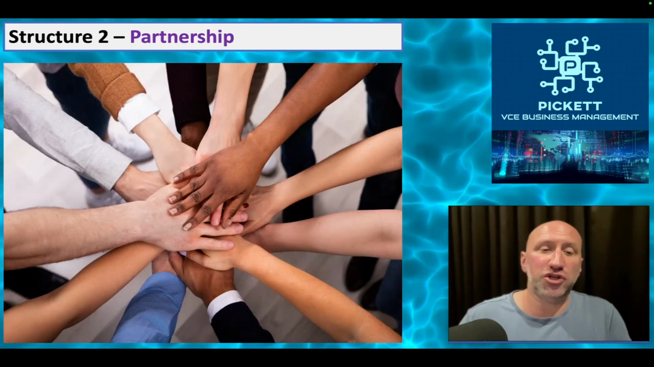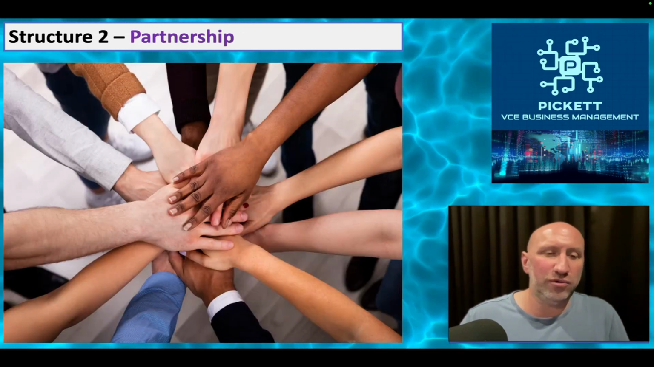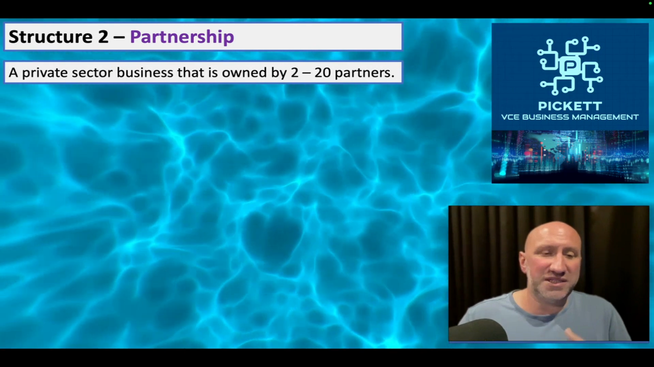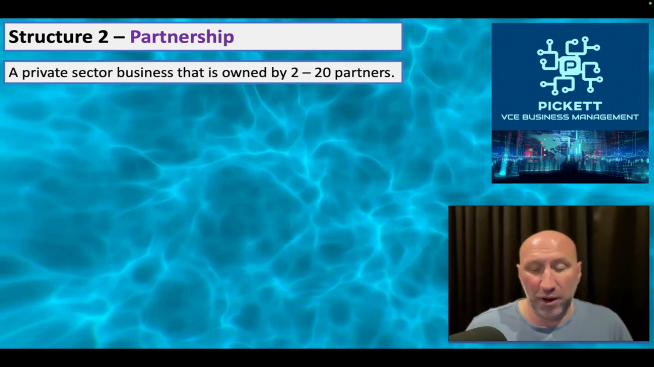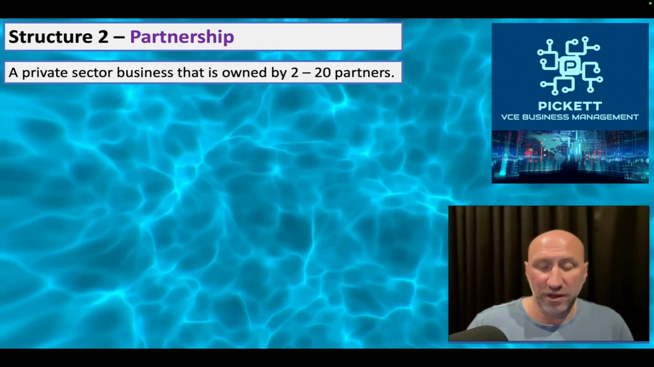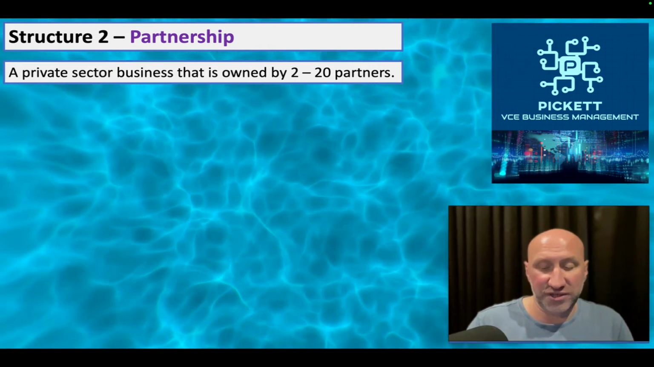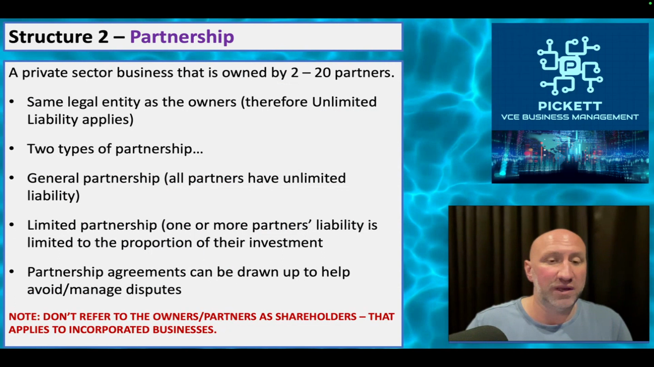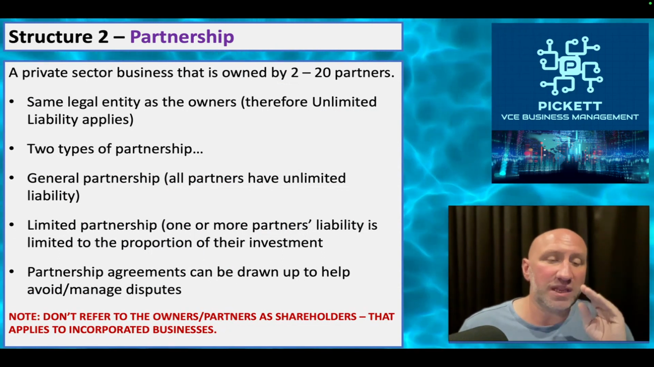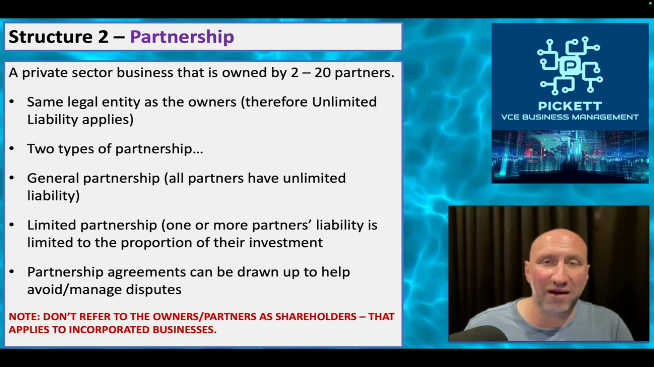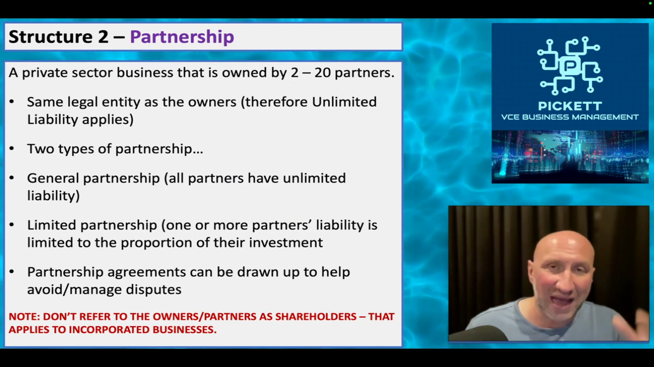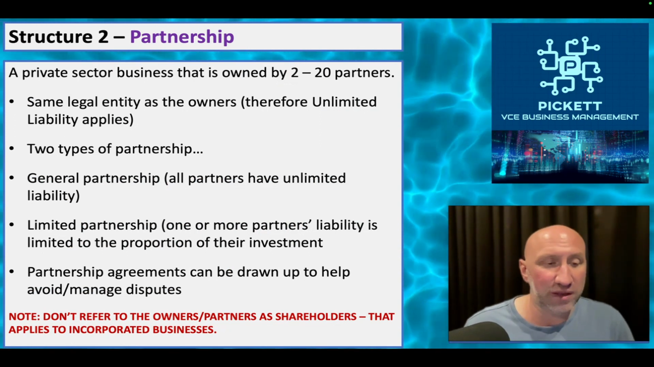All right, structure 2. Okay, still quite simple, partnership. So this is a private sector business now owned by 2 to 20 partners. Now these numbers are important defining characteristics. Okay, 2 to 20. Again, same legal entity as those owners. So we still have unlimited liability as we did with our sole trader.